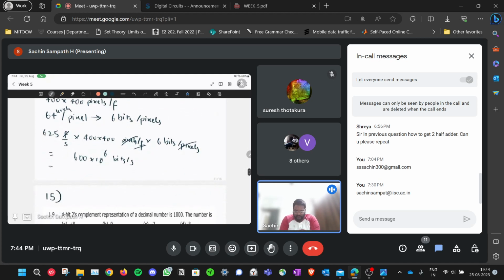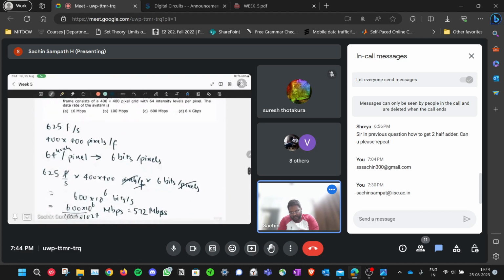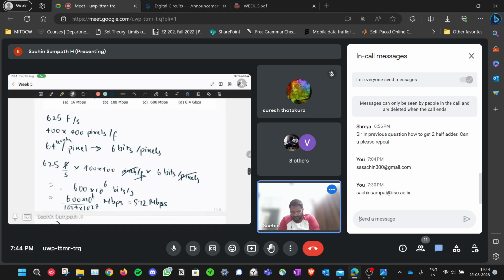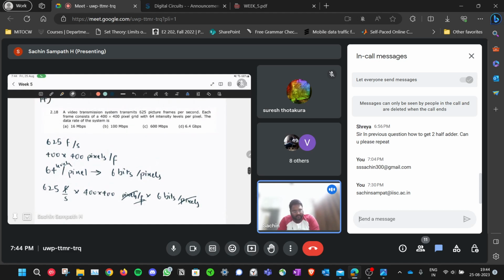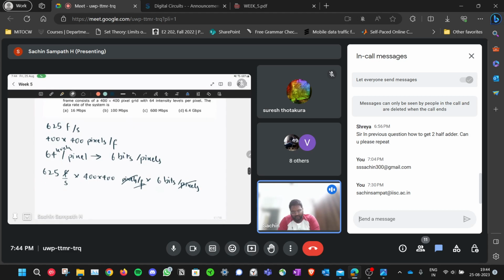which is actually supposed to be 6 into 10 power 6 divided by 1024 into 1024 megabits per second, which is actually 572 megabits per second. But here, they are not talking about the digital mega term. They've simply taken mega to be 10 power 6. So it's 600 Mbps. But actually, it should have been 572 since we are doing digital electronics.